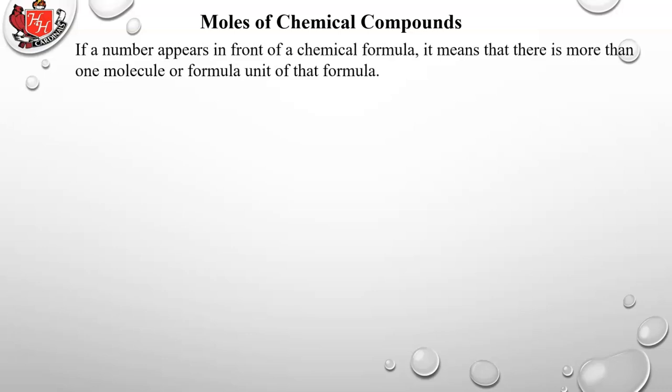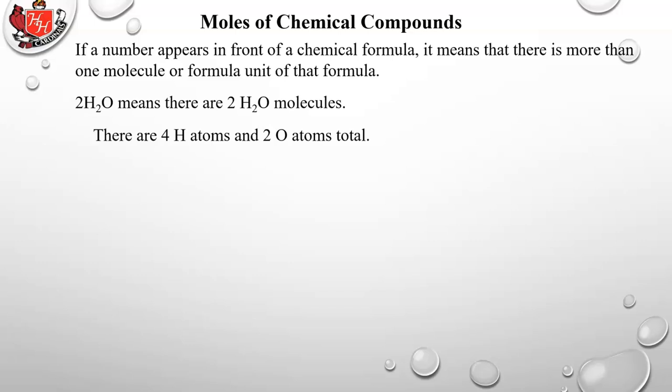If a number appears in front of a chemical formula, it means that there is more than one molecule or formula unit of that formula. So 2H2O means that there are two water molecules. There are 4 hydrogen atoms and a total of 2 oxygen atoms in the 2 water molecules.